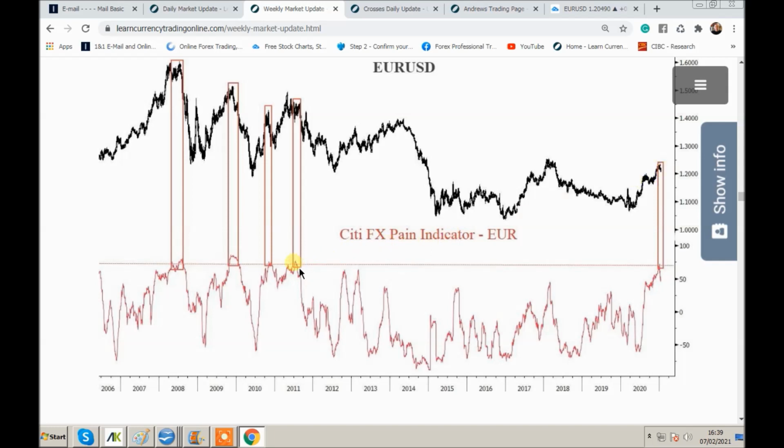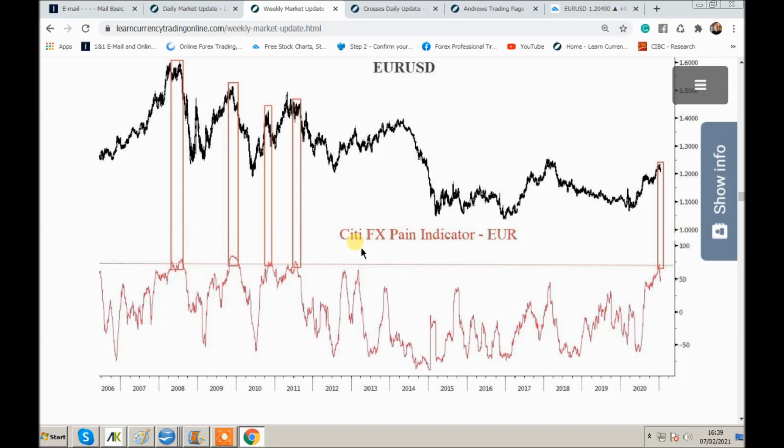Now, similar extremes at the dotted line, you can see them here, there's 4 of them. The euro topped out and had big falls. I think this one here that I'm circling, that's the smallest one, obviously. I think that's about 800 pips, okay?